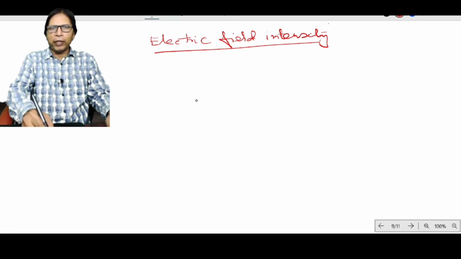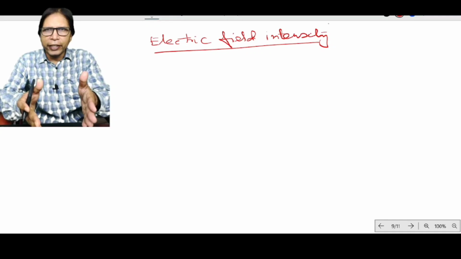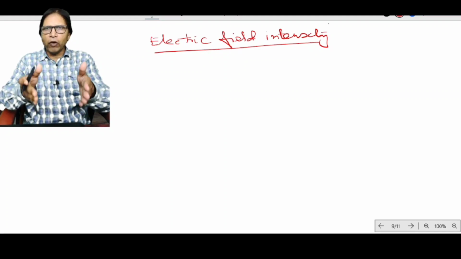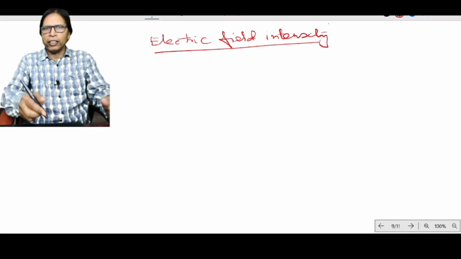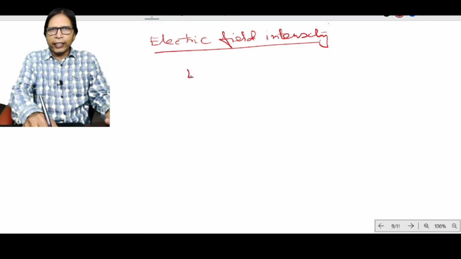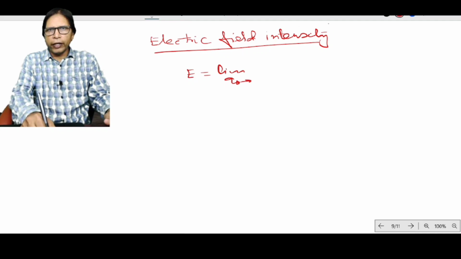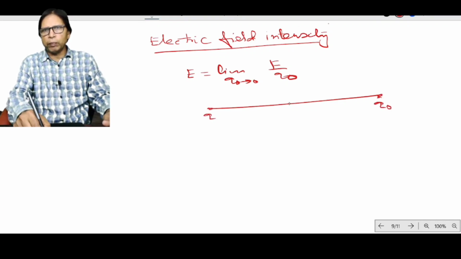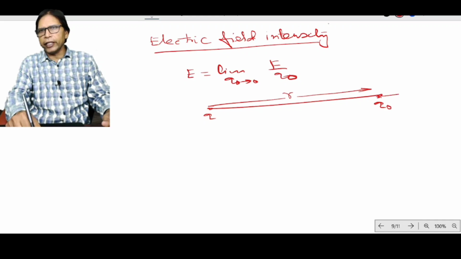First of all, definition. Electric field intensity at a point is the force per unit charge acting on a vanishingly small test charge. Electric intensity E is equal to limit Q naught tends to 0 of F by Q naught. Suppose Q charge is at this point, and Q naught charge is placed at a distance R from Q. So force experienced by Q naught due to Q charge is directed along this direction.